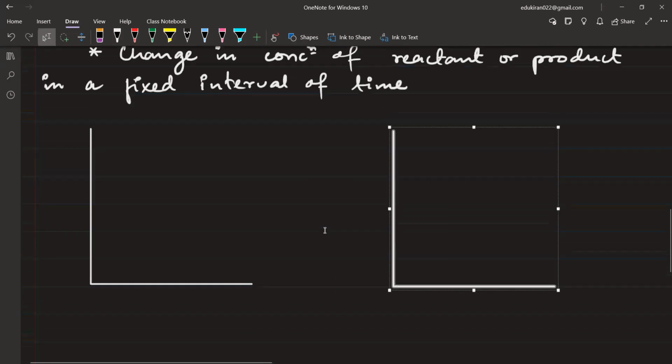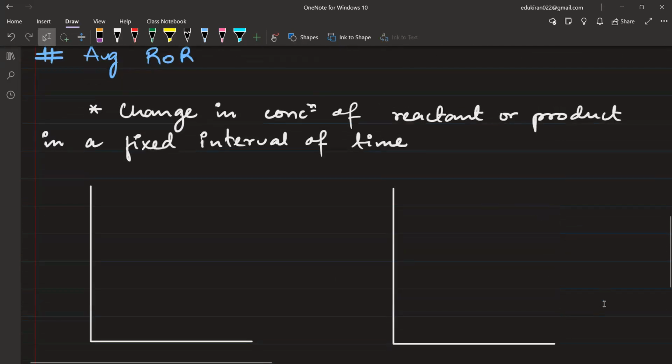Sir, can you scroll a little? Sure. कहीं नहीं जा रहा. Here we are having concentration, and here we are having time. This is concentration of reactant, okay? And this graph will be for concentration. This will be for product. Reactant के लिए सिर्फ R लिख दीजिए, स्क्वायर ब्रैकेट की जरूरत नहीं, because here we have already given concentration. This is time.